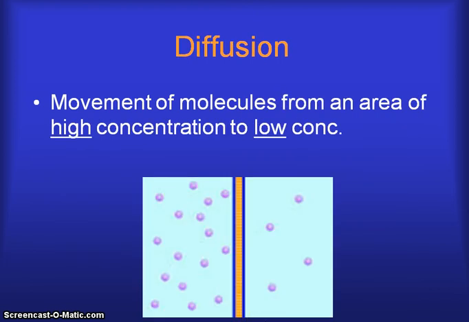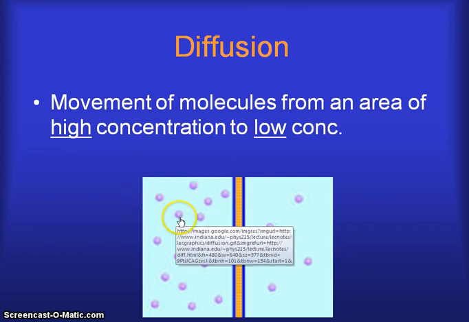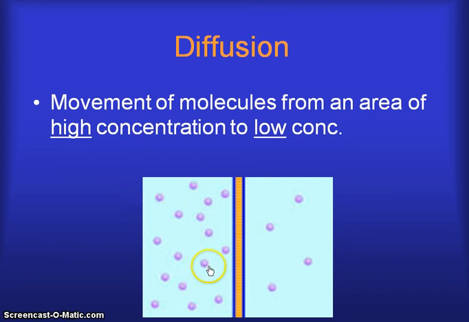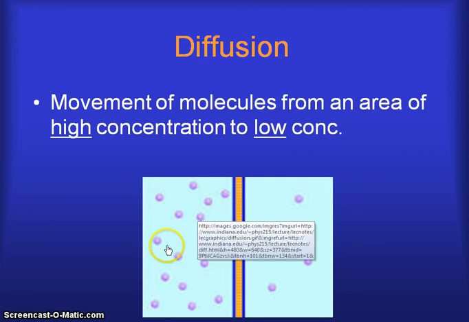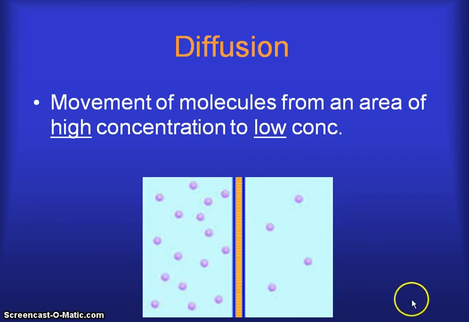Diffusion is just the movement of molecules from an area of high concentration to low concentration. So you can see in this diagram here, here's our semi-permeable membrane, and these little purple dots are solute particles, or things that have been dissolved in water. The solute particles are obviously much more concentrated on this side of the diagram than they are on the right side. So those particles are going to diffuse from that area of high concentration to the area of low concentration.